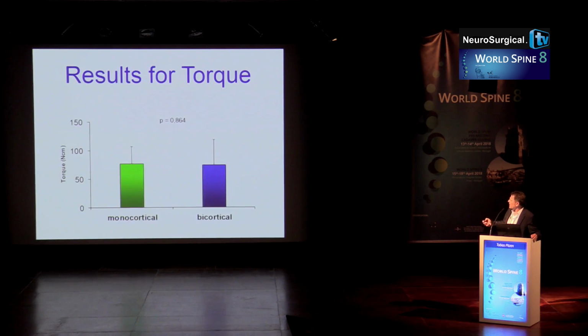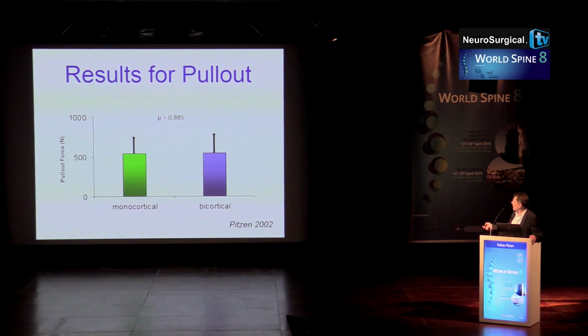Okay, so the results for torque for monocortical versus bicortical were again the same. So there is no difference if you fix them monocortical or bicortical. And for pull-out, again, there is no difference if you fix them monocortical or bicortical. This was again surprising. So if you apply screws to the posterior cortical shell, it just makes the procedure more dangerous. Next topic, when do we need additional posterior fixation?